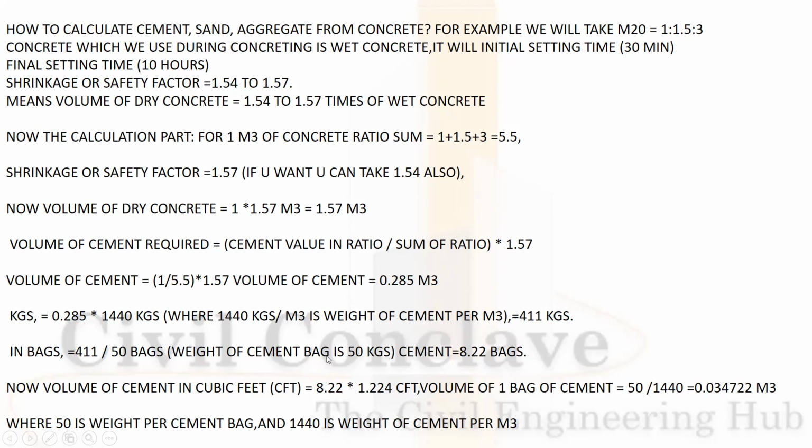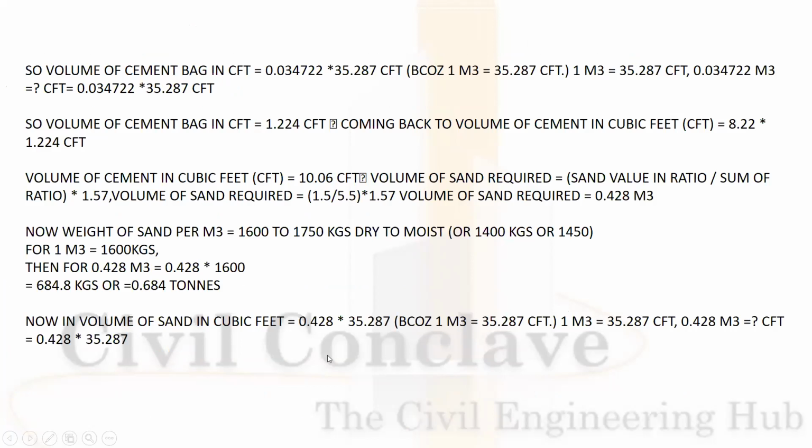Now, volume of cement in CFT will be 0.285 into 35.287, because 1 cubic meter is equal to 35.287 CFT. So the volume of a cement bag in CFT will be 1.224 CFT. Considering the dry volume to wet volume ratio, the volume of sand is 0.428 cubic meter.